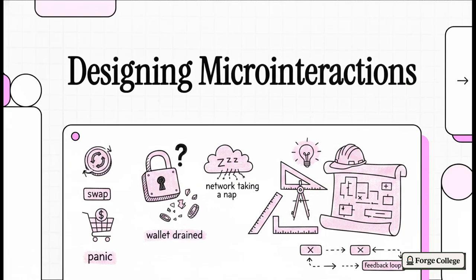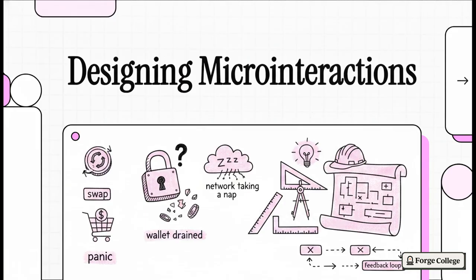Have you ever been using a dApp, you finally decide to hit that swap or buy button, and then absolutely nothing happens? Your heart skips a beat, you're wondering, did my wallet just get drained? Is the network just taking a nap? It is sheer panic. Welcome to this explainer from the Foundry by Forge College.